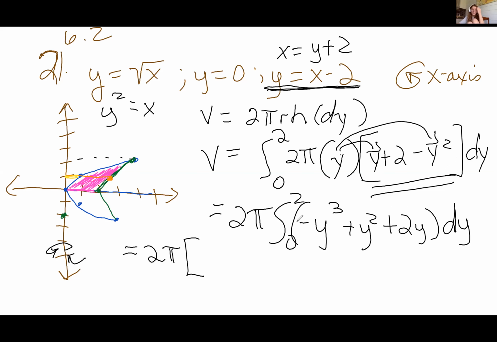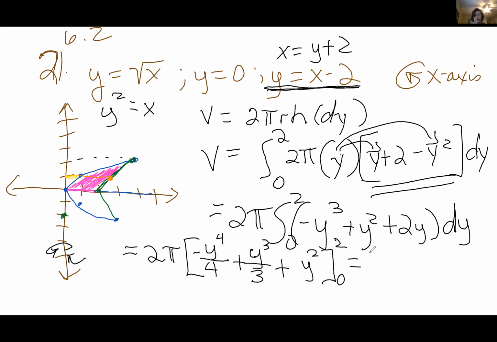So negative y cubed turns into minus y to the fourth over 4, plus y to the third divided by 3, plus 2y squared over 2. But the 2 cleans up to just be y squared. Good. And we'll evaluate this from 0 to 2.